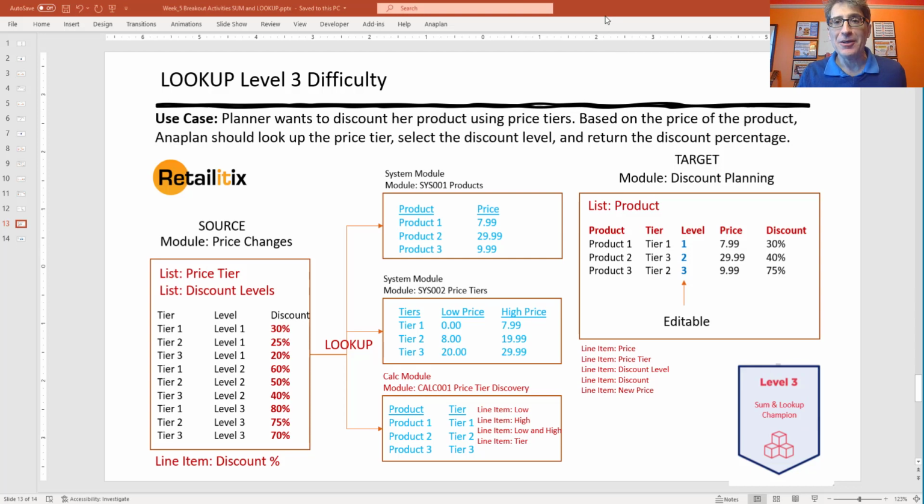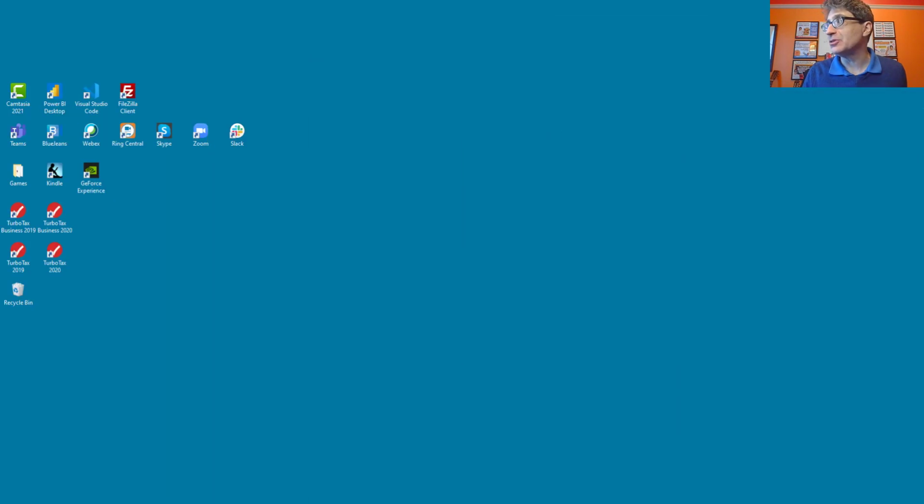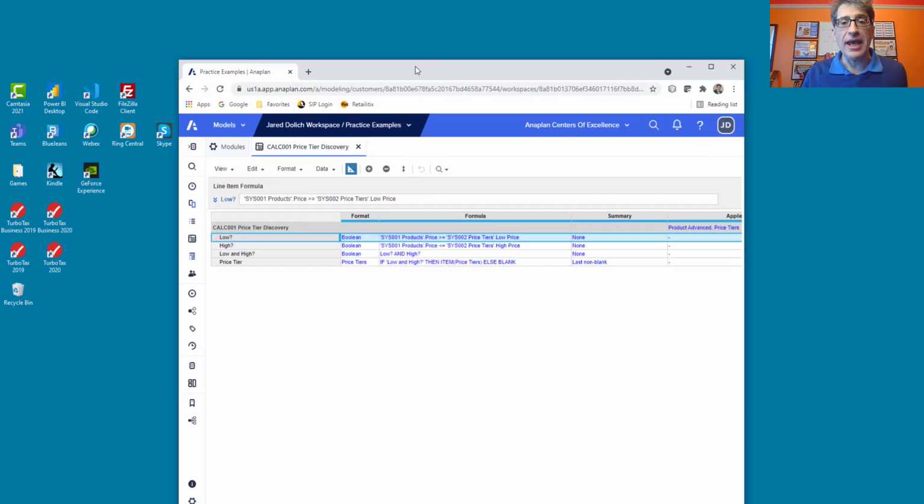Okay, here we go. Now, rather than building this thing from scratch, I'm just gonna jump right in and I'll let you pause the video so you can see the blueprint and build this yourself if you want. But this is how we're gonna solve this. This is a very special kind of lookup, but one that you will typically encounter as you go into real practice with Anaplan.